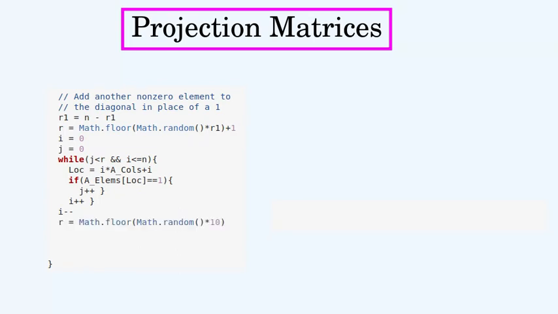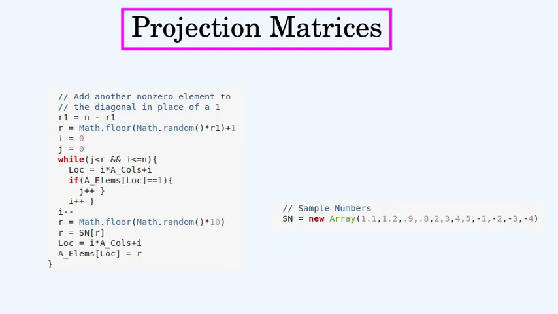We'll get a random number to store in it. We'll get it from an array of stored variables rather than as a number from 0 to 9. And here are the sample of numbers we can put into this position. And here is where we actually store the number in the matrix.